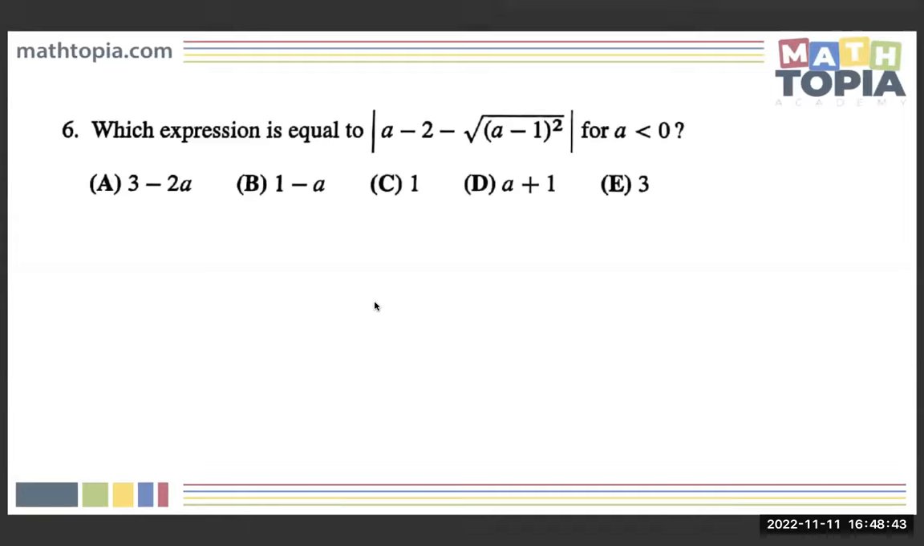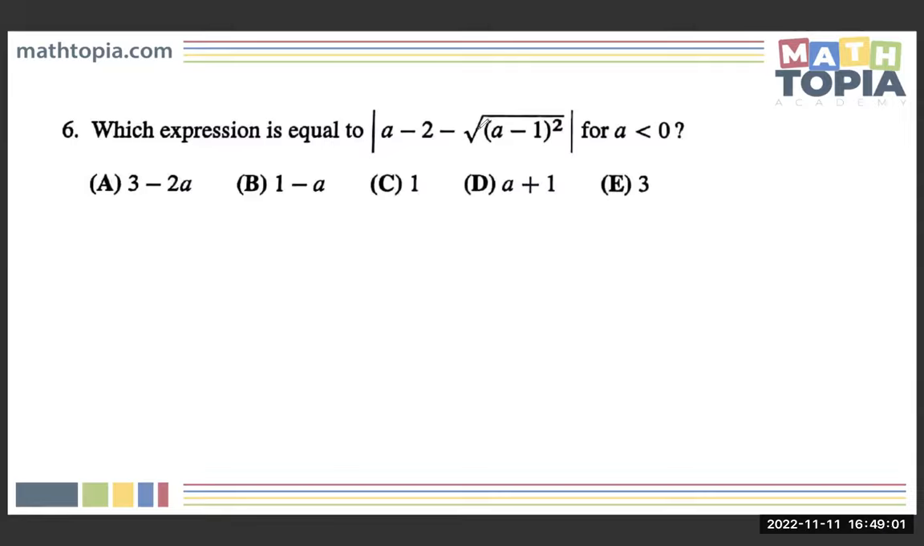Okay, now this is AMC 10A number 6. Which expression is equal to the absolute value of a minus 2 minus the square root of a minus 1 squared for a less than 0?